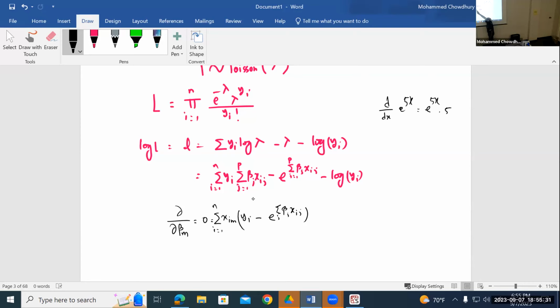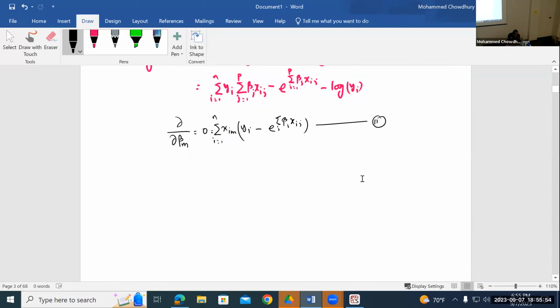Here I have an x_n. That x_n is in here. So one x_n is coming from here and another one is coming from there. That is why the equation looks like this format. Okay, so that is our main equation. I can call it equation number 2.